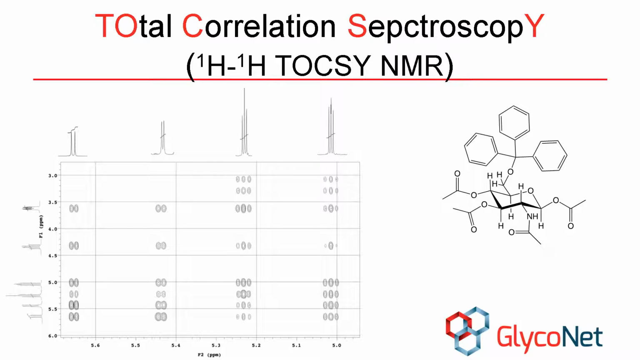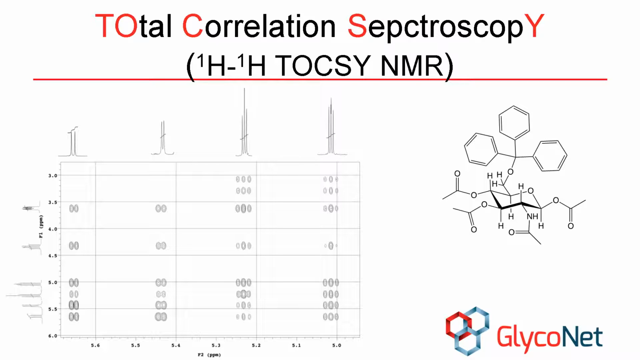A spin system is defined as a set of nuclei that share no couplings with its outside environment. This means that regardless of how far away a hydrogen is, it will couple to all other protons within the spin system. A spin system is interrupted by heteroatoms and quaternary carbons.